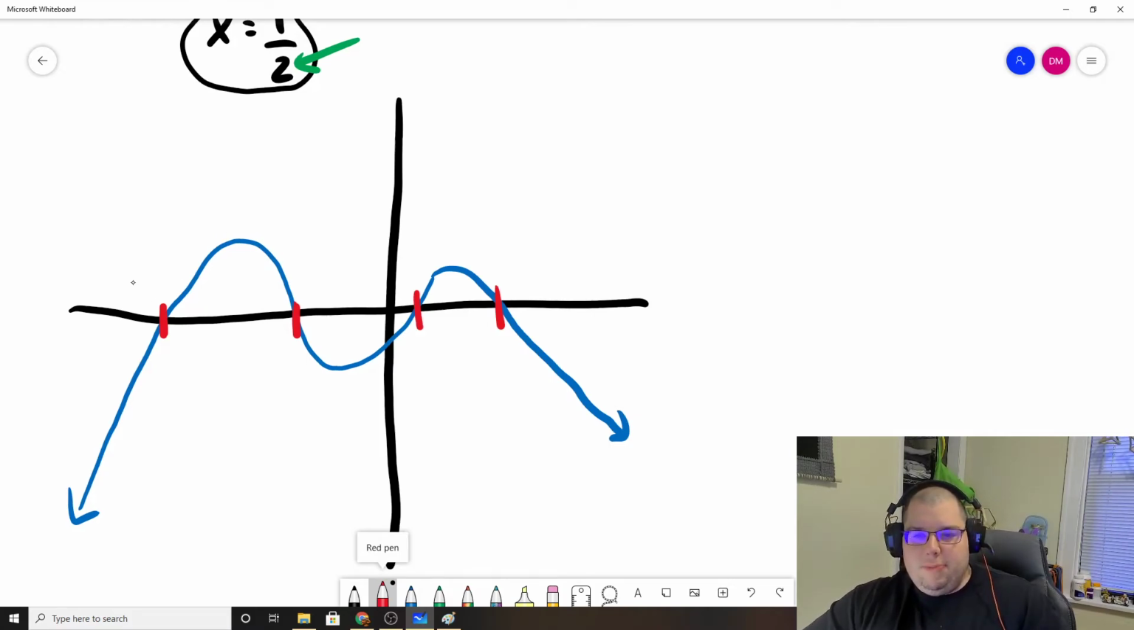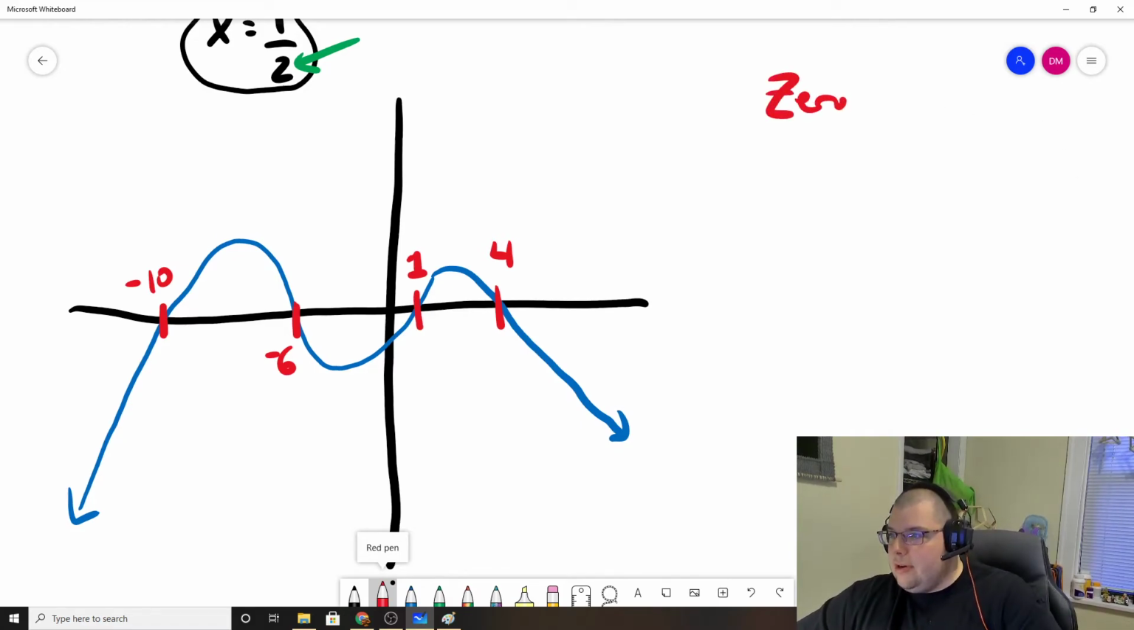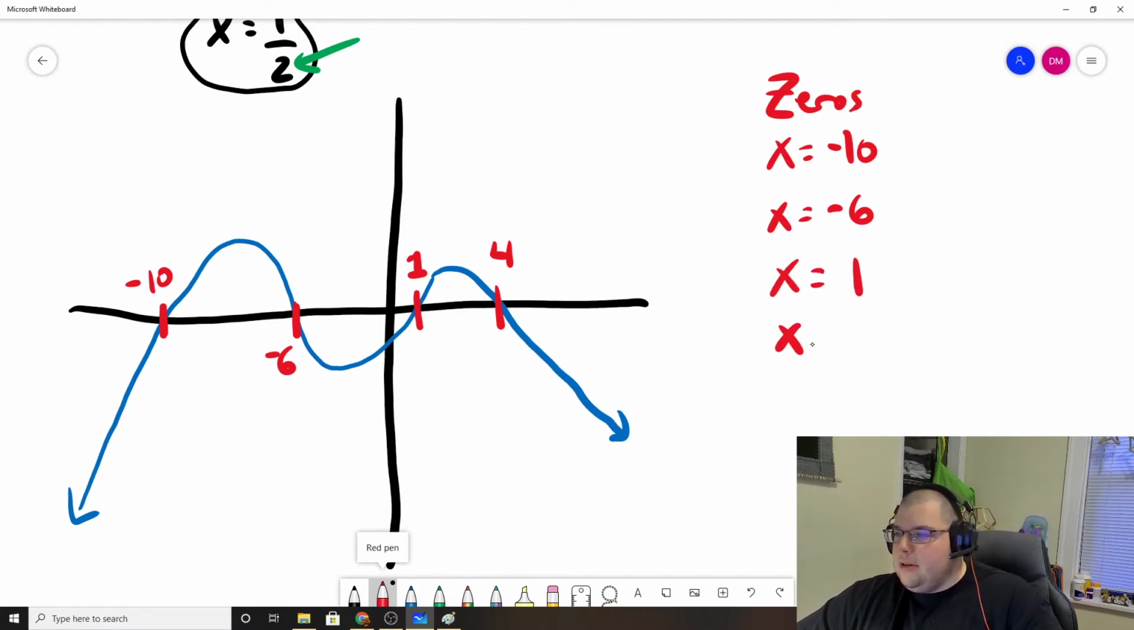So this might be -10, and then this is -6, and this might be at 1, and then this might be at 4. So those x values that we cross the x-axis at are our zeros. In this case, our zeros are x equals -10, x equals -6, x equals +1, and lastly, +4.